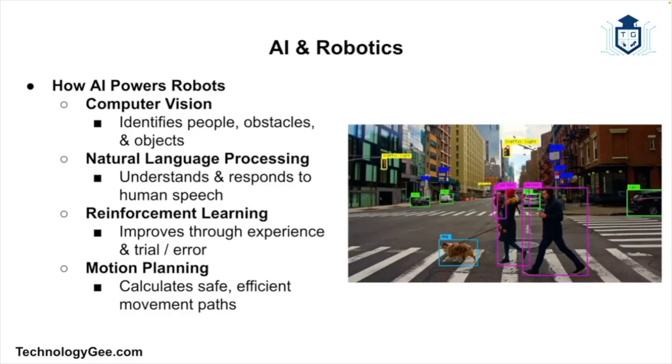And some do motion planning where they can figure out how to move around without bumping into stuff. So AI, this is the brain, and robotics is the body. Now, without AI, a robot can only follow strict instructions. But with AI, it can react, learn, and even make decisions.